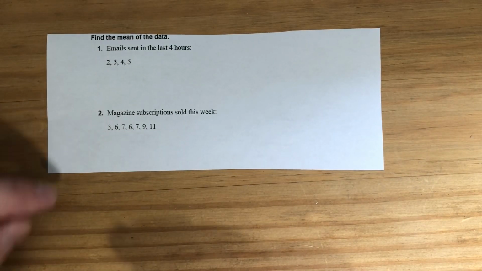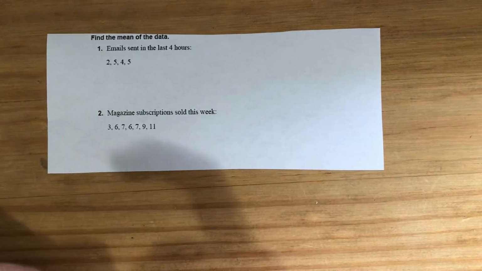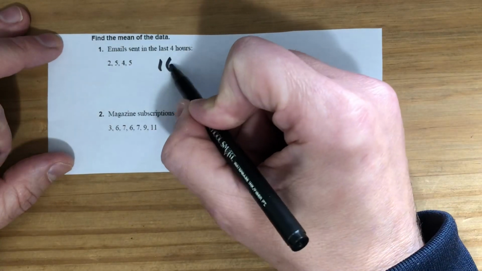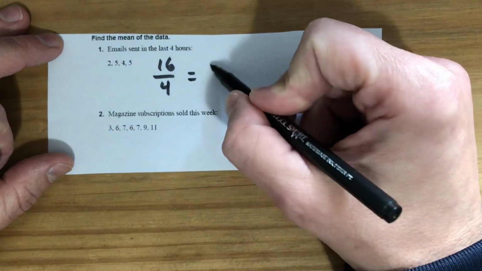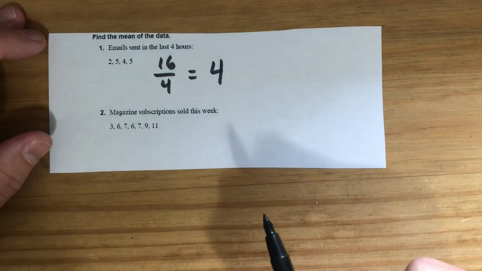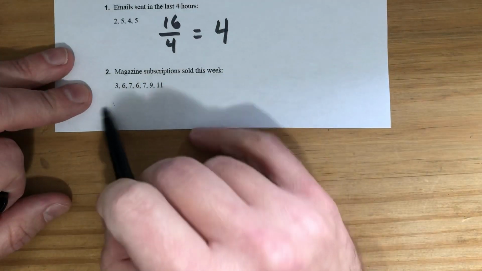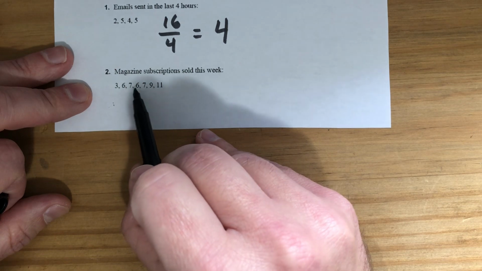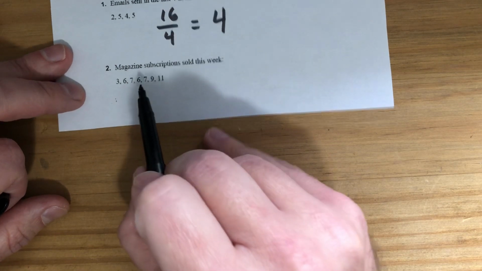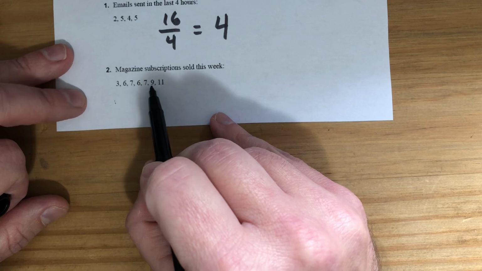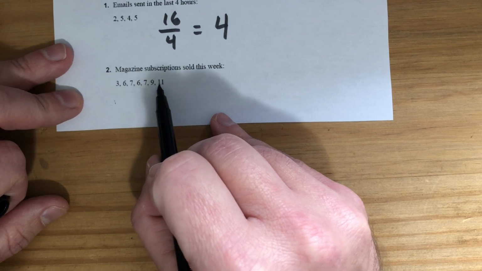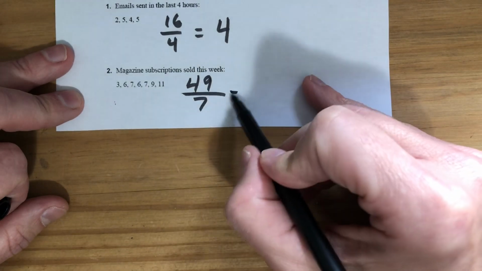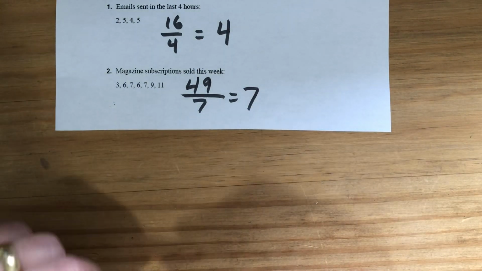So here are 2 examples, and these are easy. I could even do these without my calculator because I can add these numbers in my head and know this is a total of 16 divided by 4, which means my mean is 4 emails sent per hour. And here, my magazine subscriptions, I can add this up in my head. 3 and 7 is 10, plus 6 is 16, plus another 6 is 22, plus 7 is 29, plus 9 is 38, plus 11 is 49. And if I divide that 49 by 7, I'm going to see 7 magazine subscriptions sold this week.